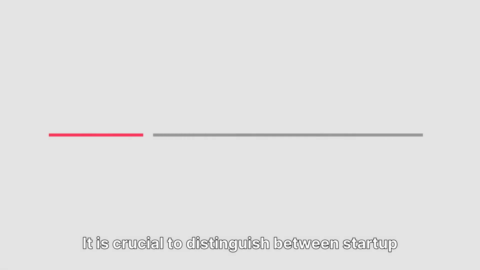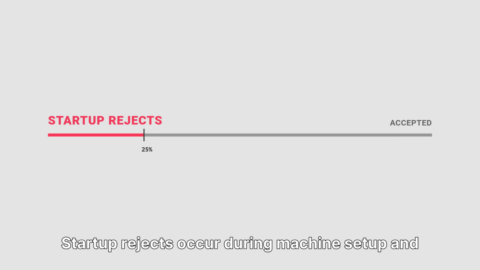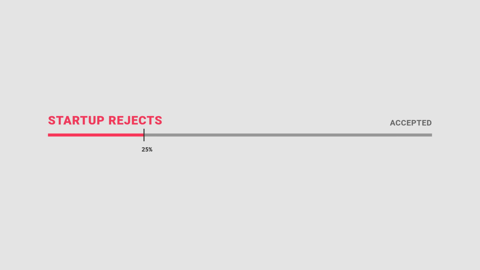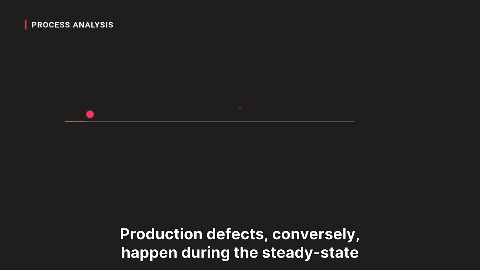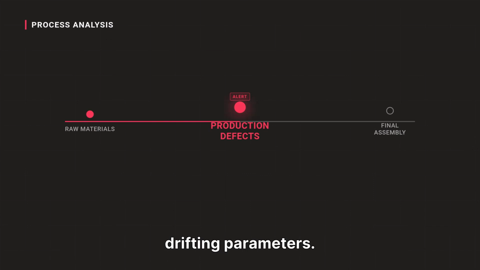It is crucial to distinguish between startup rejects and production defects. Startup rejects occur during machine setup and warm-up. Production defects, conversely, happen during the steady-state operation and often indicate process instability or drifting parameters.